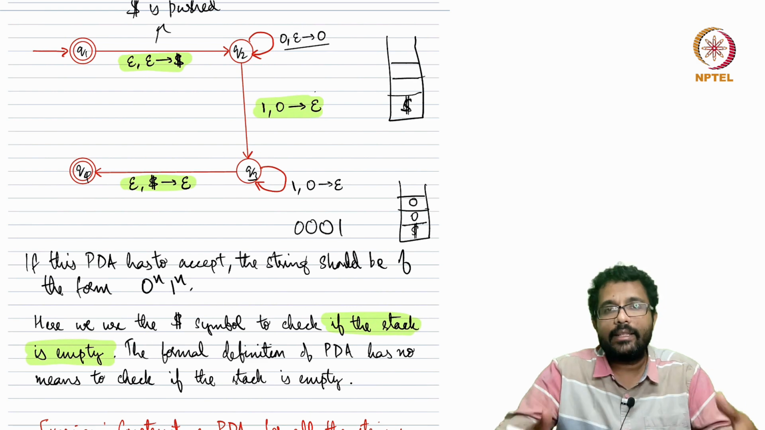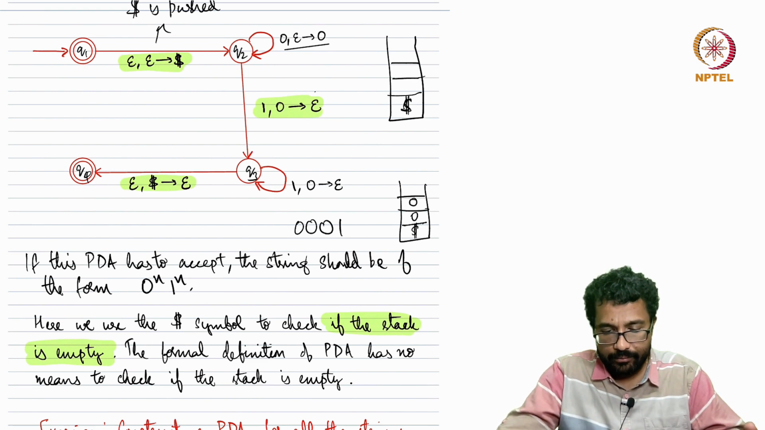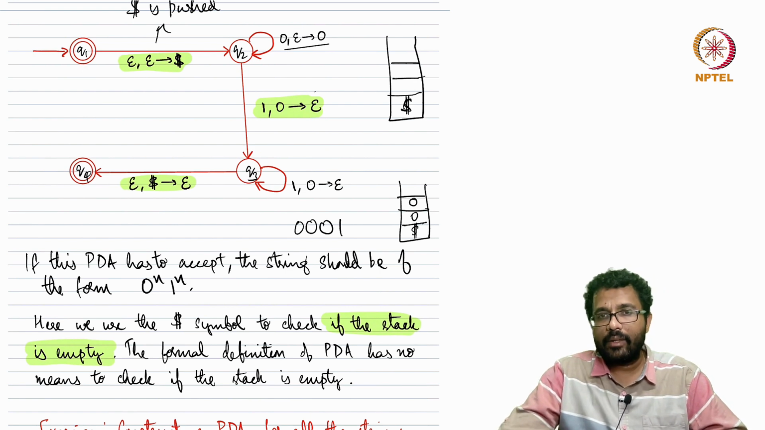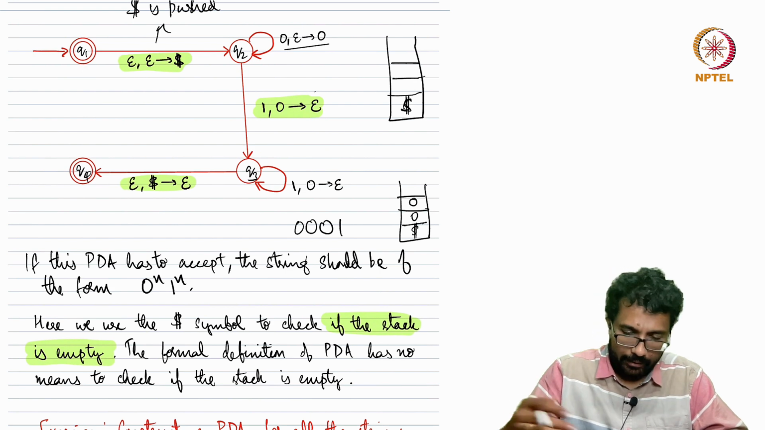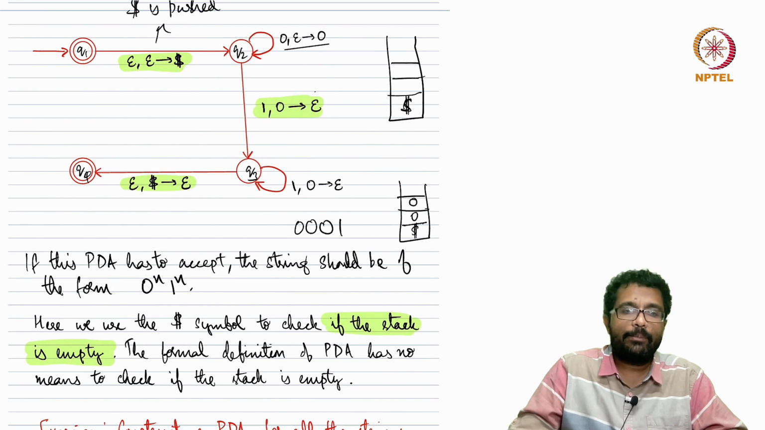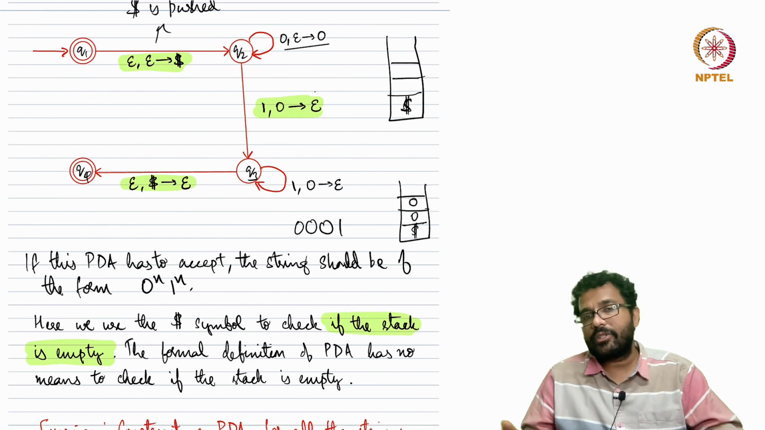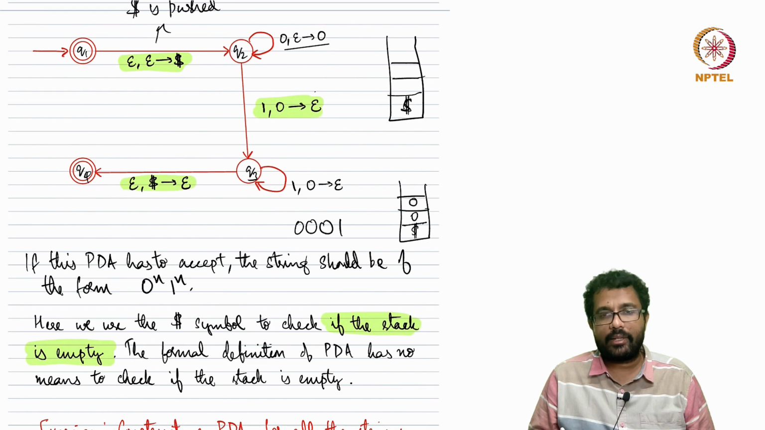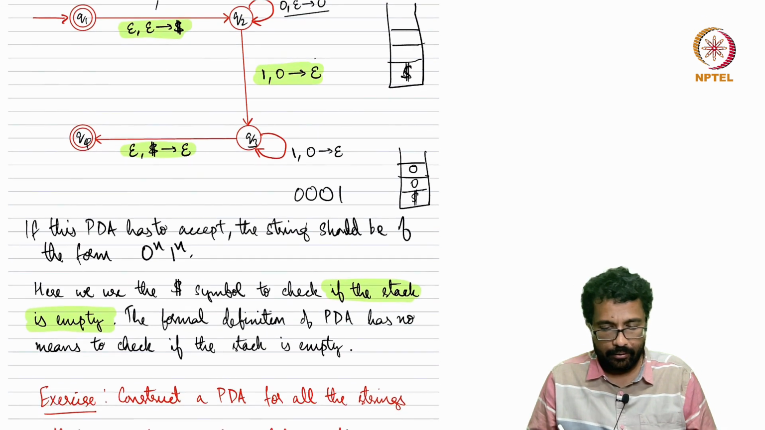So now already you see that this PDA is accepting a language which is not a regular language. In fact, it's a context free language. I think I mentioned this before. After one or two lectures, we will see that the class of languages that PDAs recognize is the same as context free languages. So we already know that 0 power n, 1 power n is a context free language. Now we are seeing a PDA for it.